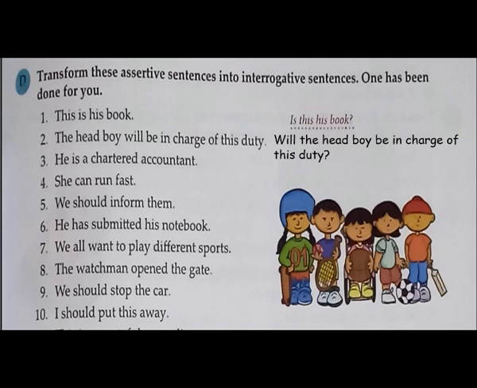You have to do just 10 sentences from this exercise on your notebook. You will write the question, then write the sentence with a black pen and rewrite it as an interrogative using the blue pen. Okay, let's move on to the next exercise on the same page.